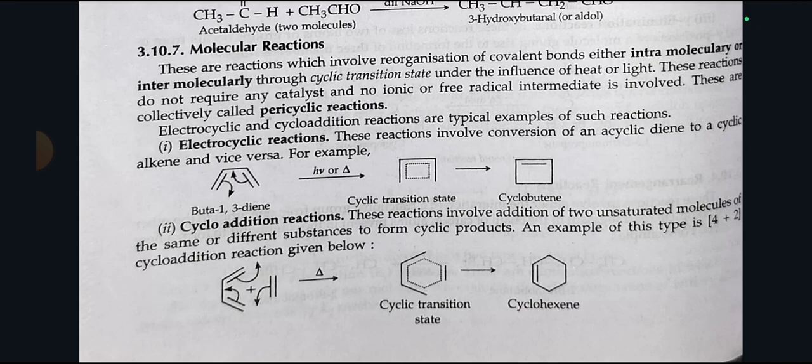First, electrocyclic reactions. These reactions involve conversion of an alkyl diene to a cyclic alkene and vice versa. For example, 1,3-diene in presence of heat gives a cyclic transition state, then gives cyclobutene. Second, cycloaddition reaction. This reaction involves addition of two unsaturated molecules of the same or different substance to form cyclic products. An example of this type is the 4 plus 2 cycloaddition reaction given below.